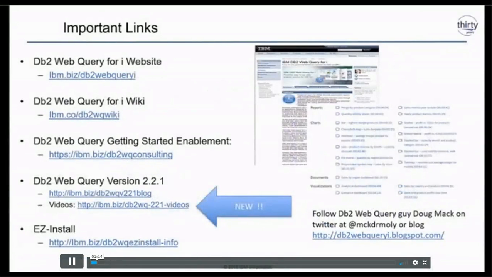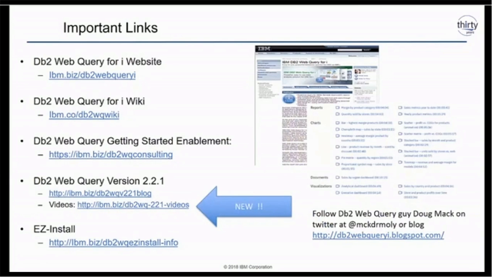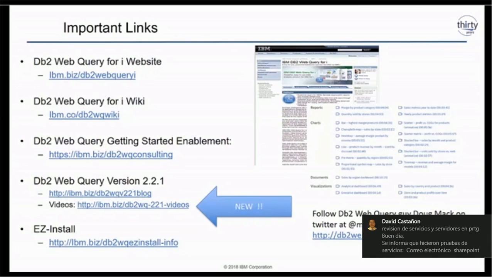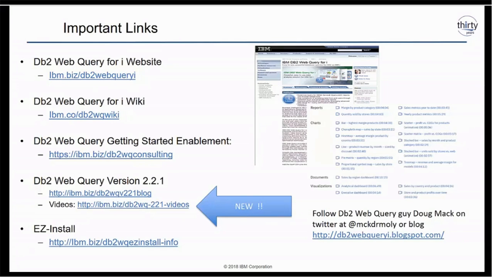I'm starting right away with the chart that's usually pushed to the back, just because I want to make sure you're aware of some additional resources available to you. Our marketing website has a great frequently asked question document on it. Our wiki has more technical information. There's the getting started enablement, if you're interested in getting some assistance with training or some getting started hand holding. And 2.2.1 is our latest version, so we've got some information out there about that specific version.